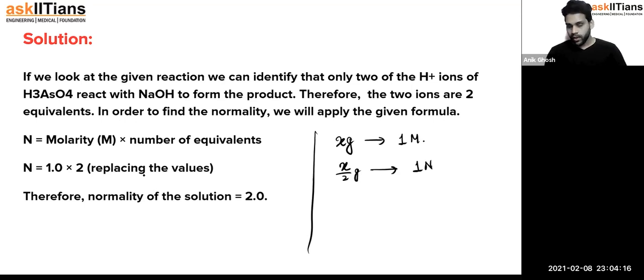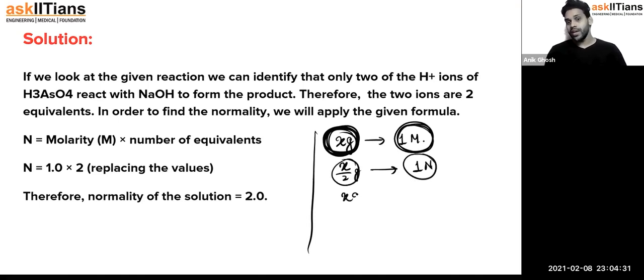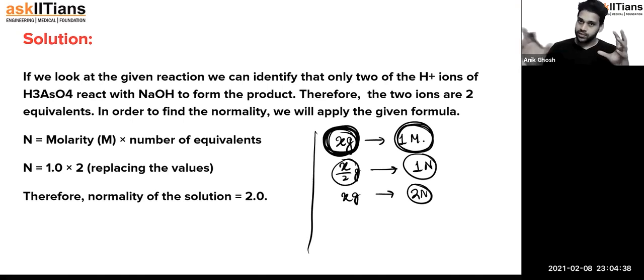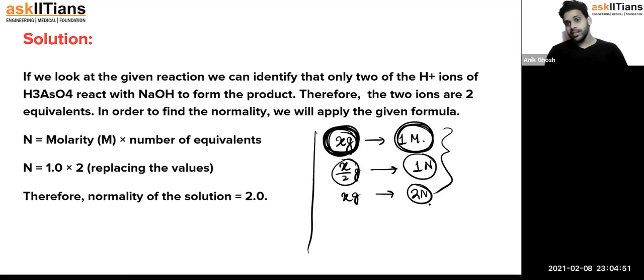Clear to this? Okay. Now, we have X grams. We have 1 molar solution. Then how many normal solution do I have? X by 2 gives us one normal solution. So X gram would give me 2 normal solution, isn't it? Got my point? X grams is giving you 1 molar solution, right? X by 2 gram is giving you one normal solution. So X gram is giving you 2 normal solution. So 1 molar equals 2 normal for this question. Okay, if you have understood this, then it's very good.